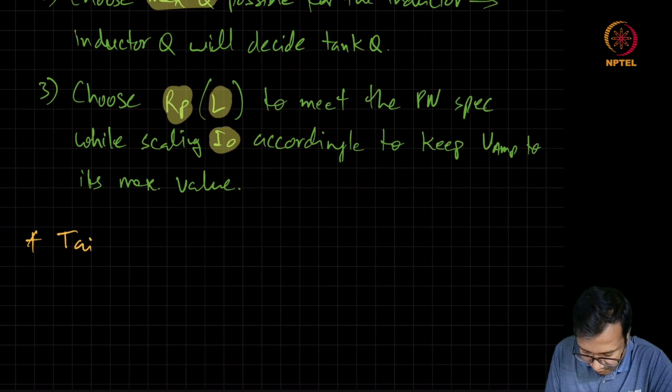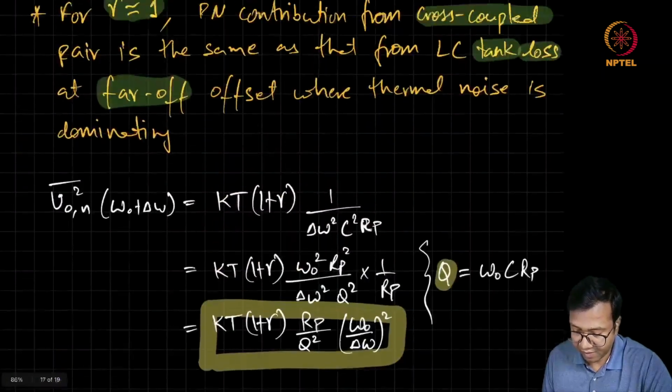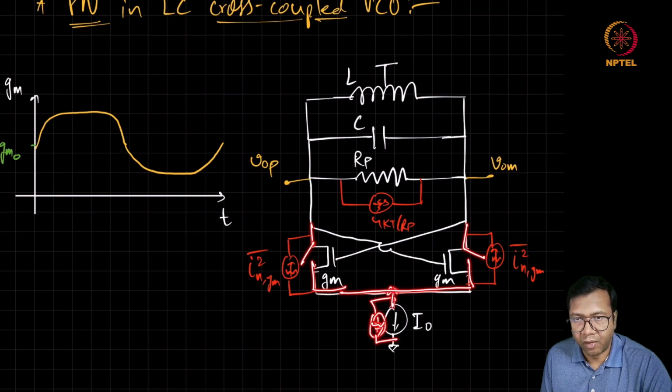This tail current source can also contribute to the far off phase noise because of the mixing action which is present in this circuit. So we can see that if there is a noise present at this I0, then looking from this noise source side, it will appear as if we have got two switches which are operating at this LO frequency, just like the case we saw in the active mixer.